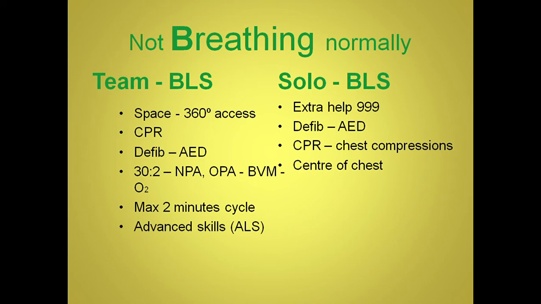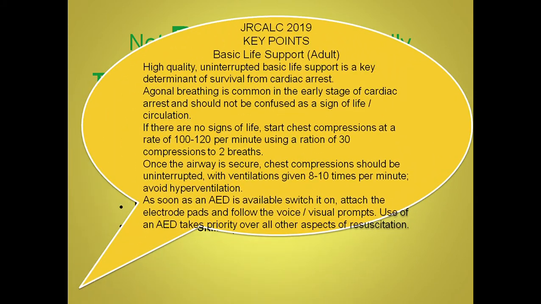So whether that's doing it from the side or from above the head, you're aiming for a depth of 5 to 6 centimeters. To put that into some perspective, the average credit card or ID card is 5.5 centimeters deep. So that would be right in the middle of the depth we're trying to achieve on the adult patient. We're going to work at a speed of between 100 and 120 compressions per minute. So these are the key points from the JR Calc referring to basic life support on an adult.